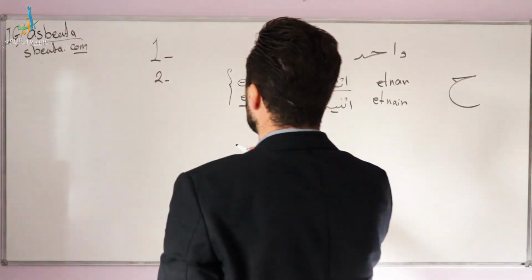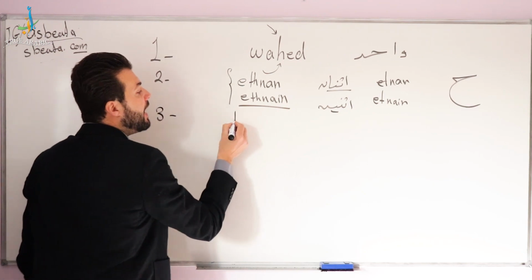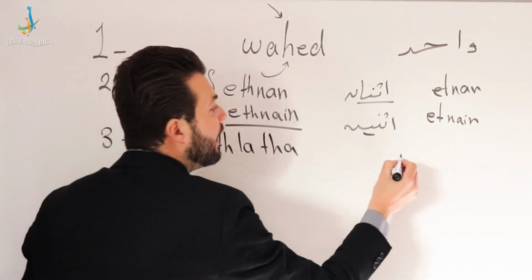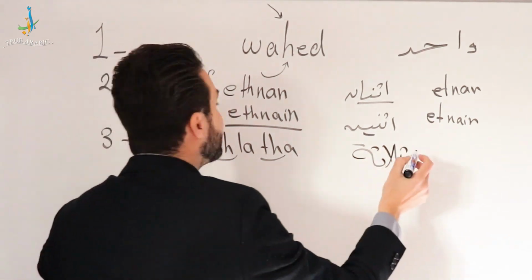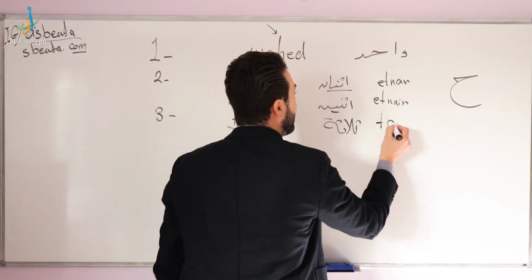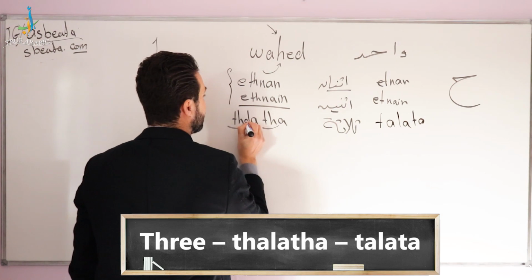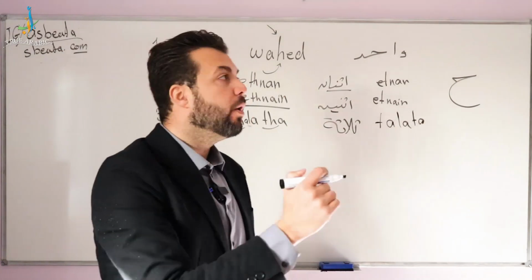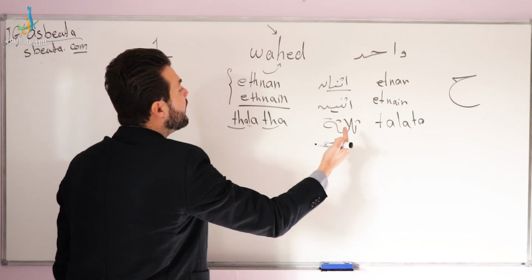Okay, now if we go to number 3, which is not difficult, it's close to this, we say ثلاثة. The same thing with the th. In the street language, we say t instead of th. So we say ثلاثة. Okay? ثلاثة. واحد اثنين ثلاثة.